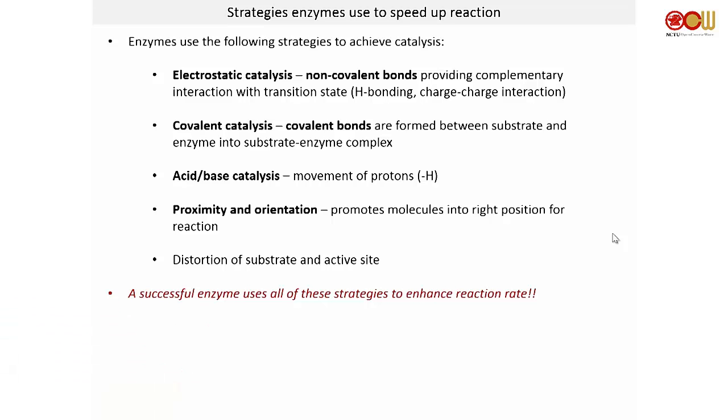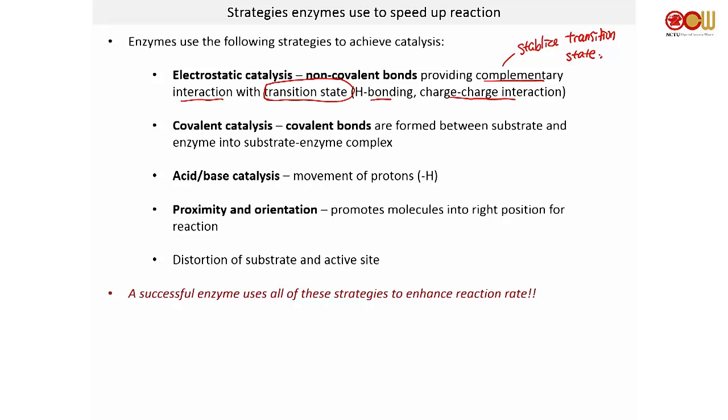We have electrostatic catalysis, and these are non-covalent bonds providing complementary interaction with the transition state, what I just mentioned. So you can have electrostatic interactions with the transition state. These could be hydrogen bonding, charge-charge interaction, polar interaction, whatever. And these things will be used to essentially stabilize the transition state.